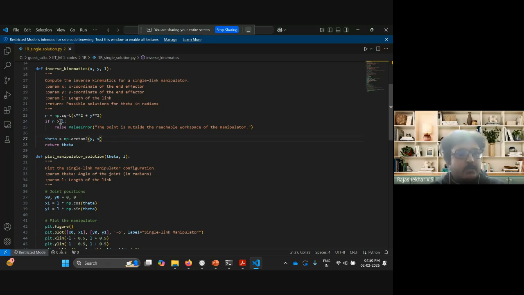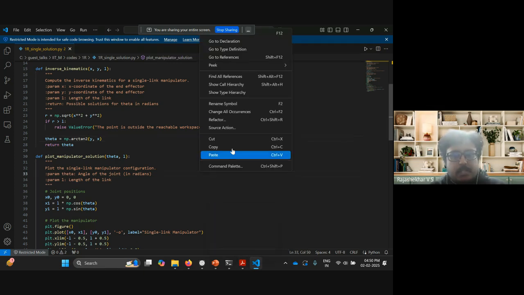This R value is used to find out whether the point is outside the reachable workspace of the manipulator. I'll run this.